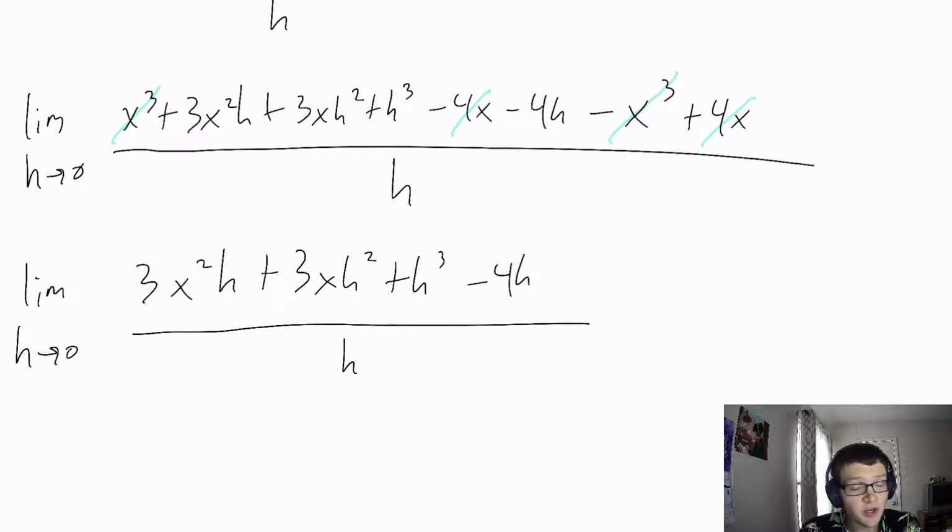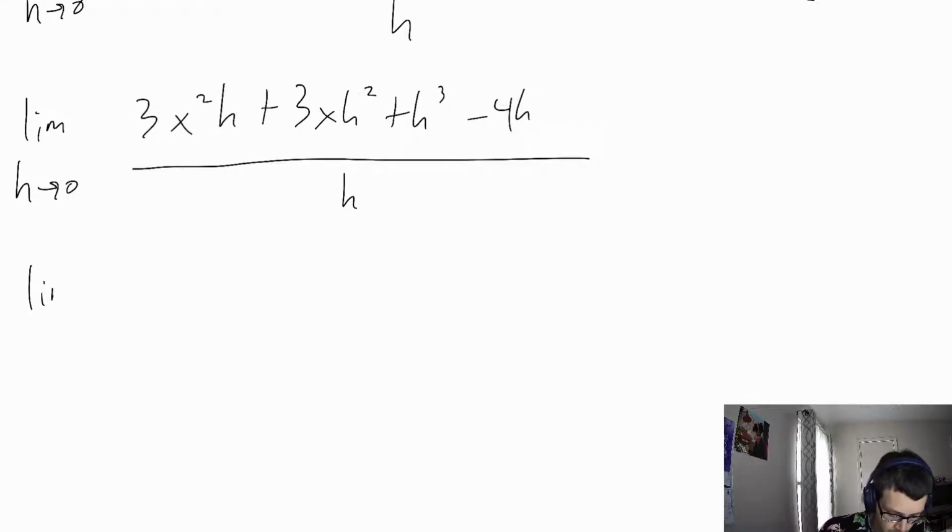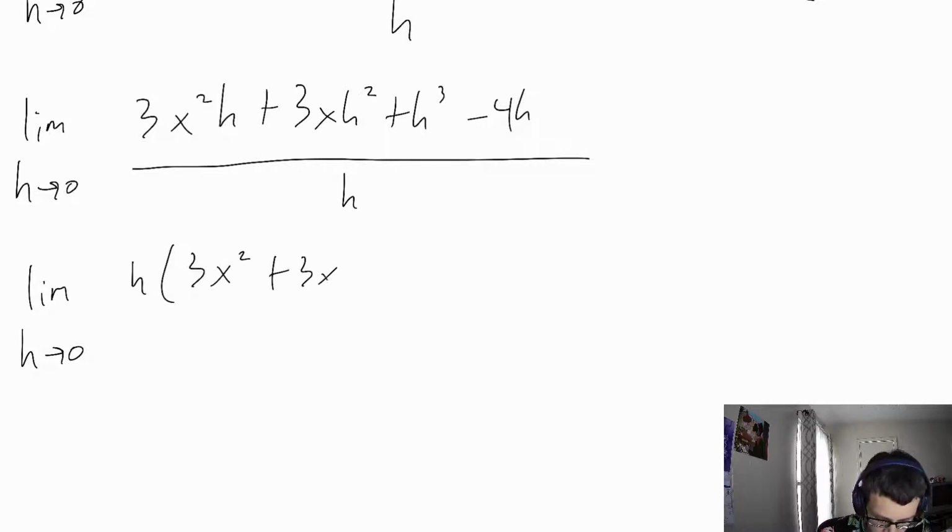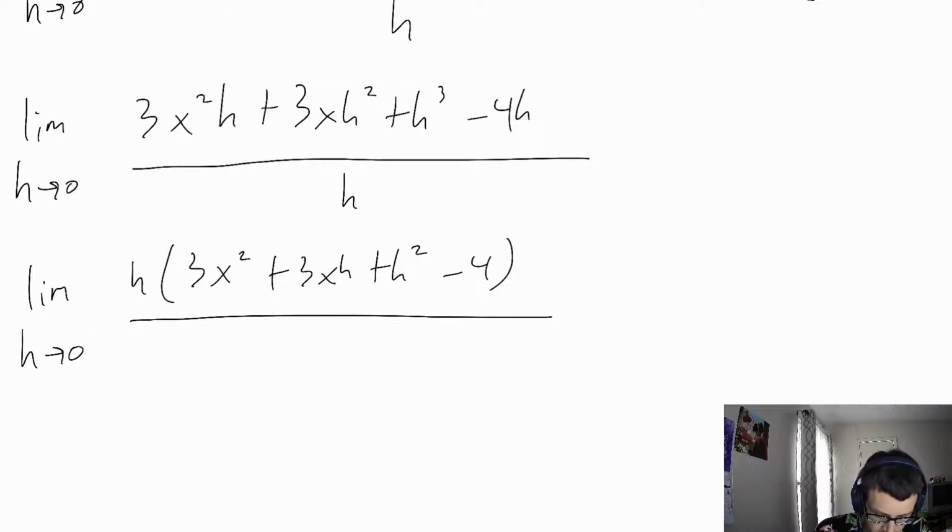And now we are in a really good spot because each term here in the top has an h in it, so we can factor an h out to give us the limit as h goes to 0 of h times 3x squared plus 3xh plus h squared minus 4 all over h. And huzzah, we get the cancellation.